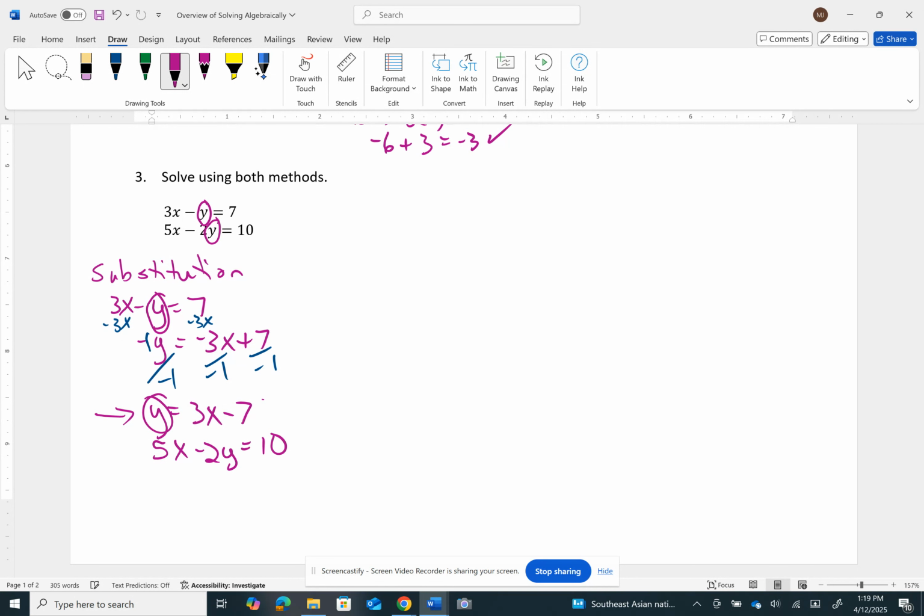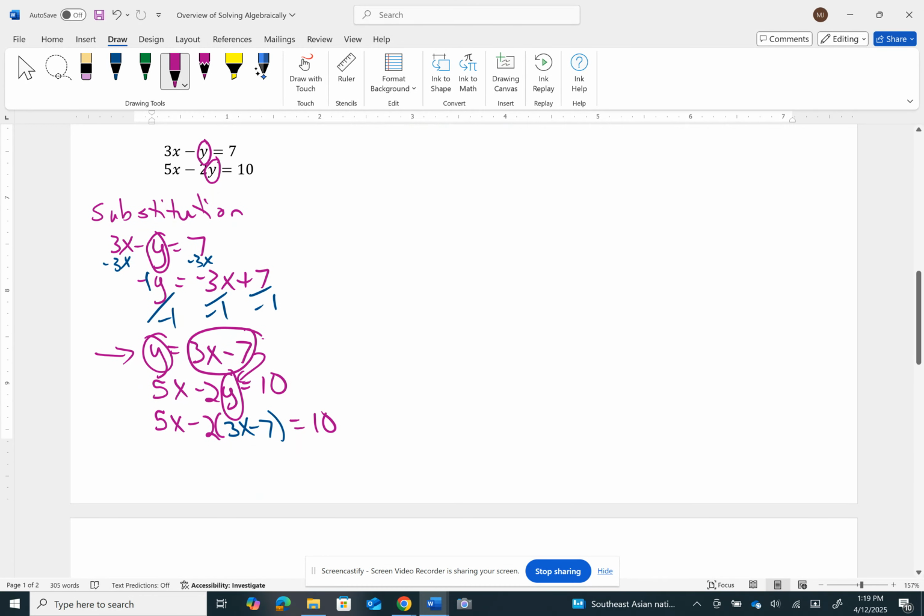At the point of intersection, those y's are the same, so I can replace the y in the second equation by the 3x minus 7. But everything else in that second equation still needs to be there. Just the y got replaced with 3x minus 7. So for this one, you would distribute the negative 2.